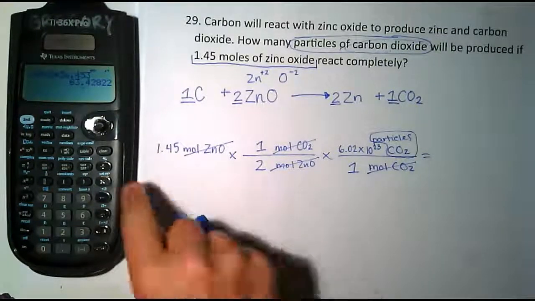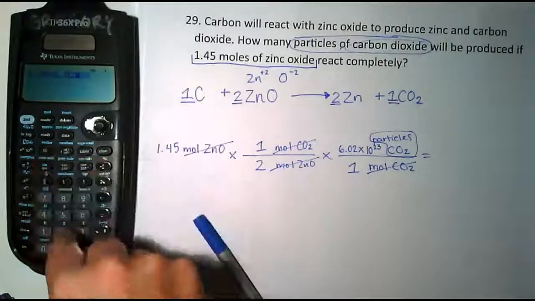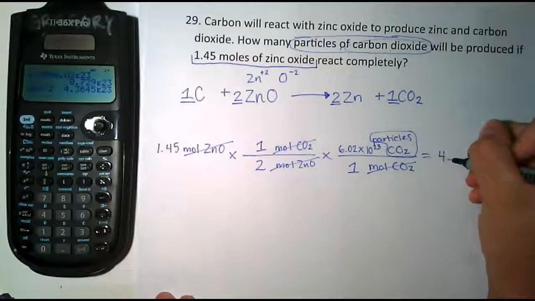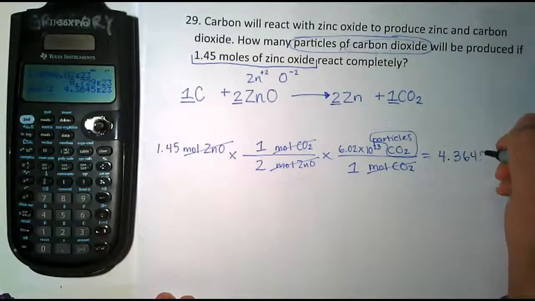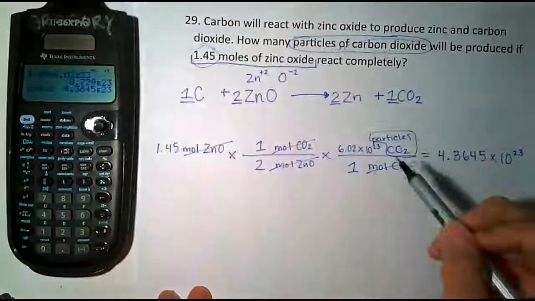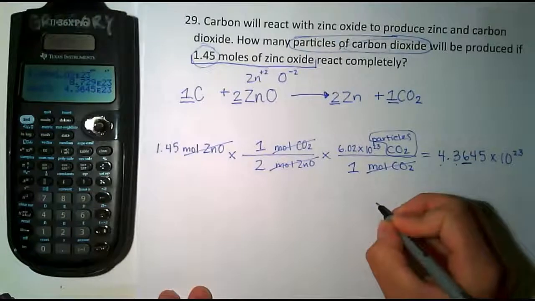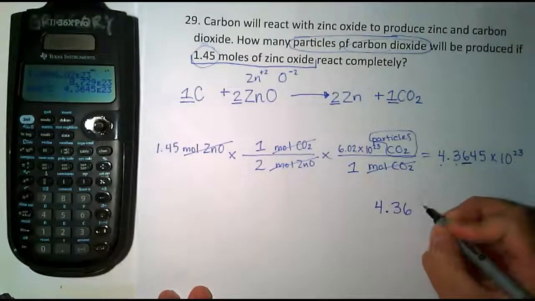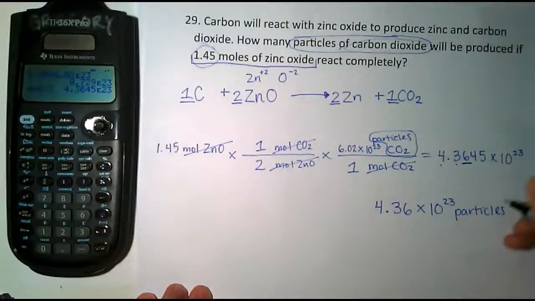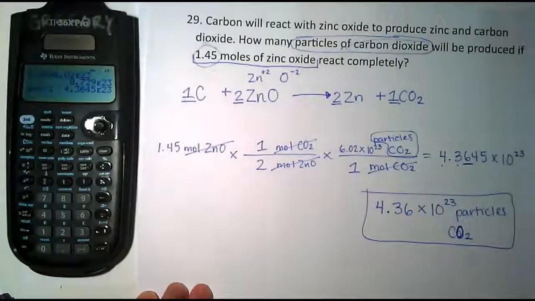So let's type this into our calculator. We have 1.45 times 6.02 e to the 23rd divided by 2. So we got 4.3645 times 10 to the 23rd. And we need to do correct sig figs. We need 3 significant figures. So 1, 2, 3. This 4 is going to make the 6 stay at a 6. So we're going to write 4.36 times 10 to the 23rd particles of CO2, capital O2. There's our final answer for this one.